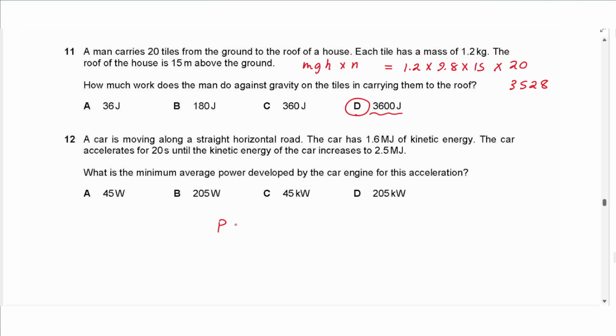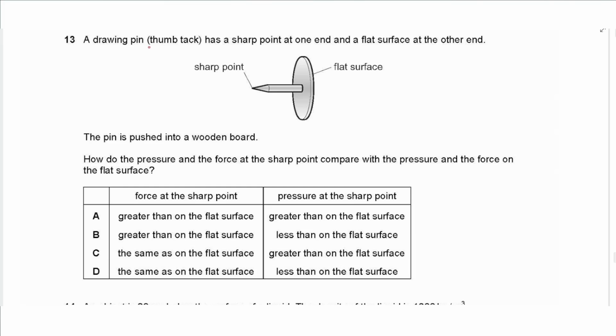So power is equal to the change in energy over the time, or the work done over the time. And that change in energy was the difference between 2.5 and 1.6. But for megajoules, we multiply by 10 to the power of 6, and then we divide by the time, 20 seconds. That gives an answer of 45,000 watts. So the answer is 45 kilowatts. So we choose C.